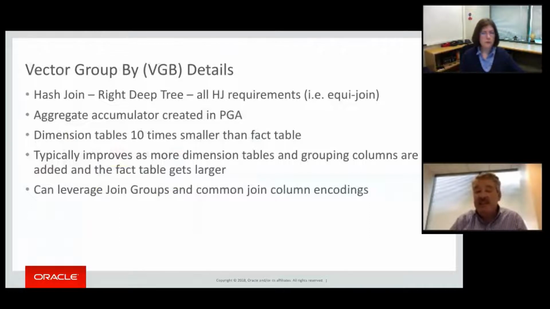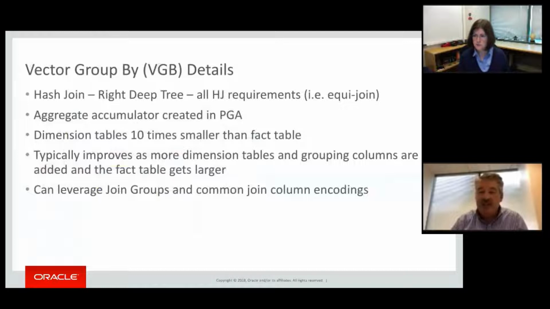And again, on that theme, as the dimension tables and the grouping columns get larger, as the fact table is larger, we get more and more benefit. So you'll see more benefit on much larger row sets than you will on smaller row sets, which goes to the fact that it's much more efficient, it scales well. And in addition to that, our 12.2 feature of join groups, we can leverage join groups and the common join encodings that we talked about a little bit in the hash join session. We can actually leverage that. So again, we're trying to save as much work as possible.